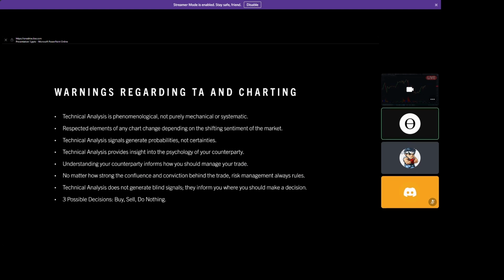Secondly, respected elements of any chart, well, they change depending on the shifting sentiment of the market. What may, for example, function as support on any one day, if given the right breakdown and given the right sentiment change, suddenly people get really spooked out and people are very scared. That support might now become resistance. That's not an uncommon thing to hear.